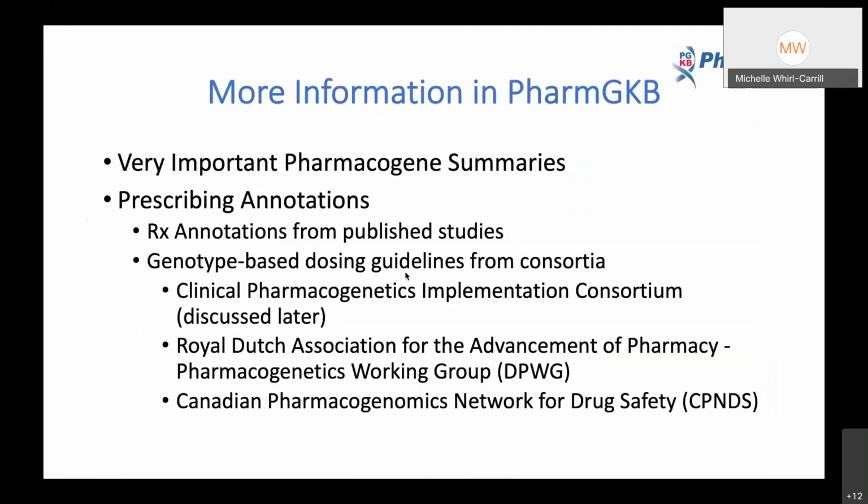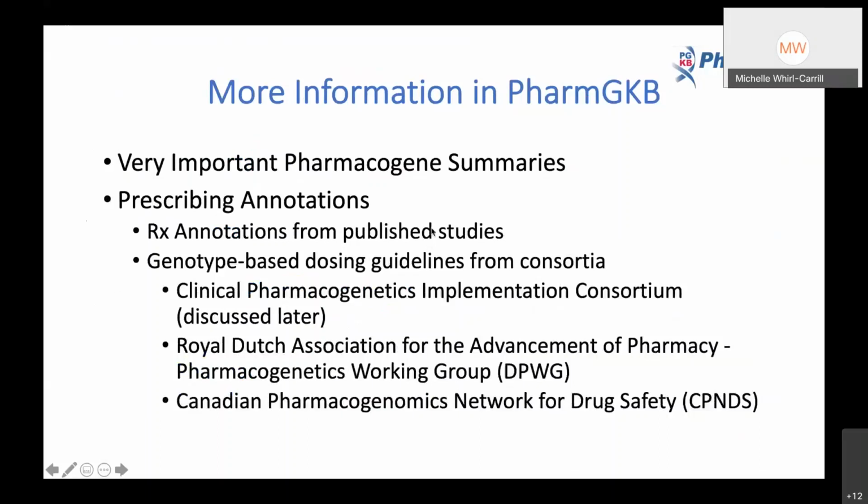So there's more information on PharmGKB than those types of information that I showed you, but you can read more about some of these if you go to the PharmGKB website. I just want to mention that we do write and publish summaries about pharmacogenes, also typically in the Journal of Pharmacogenetics and Genomics. And we also have prescribing information on PharmGKB that either comes from published studies.